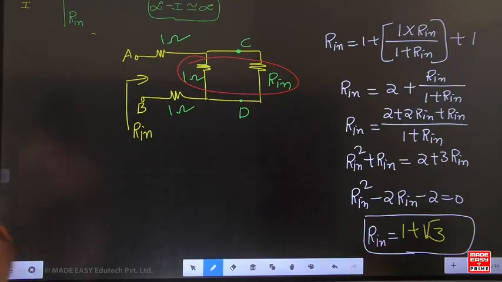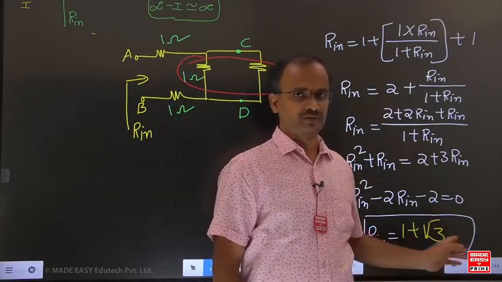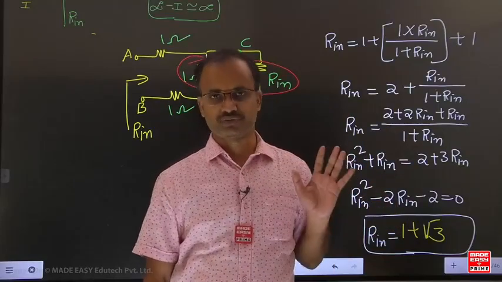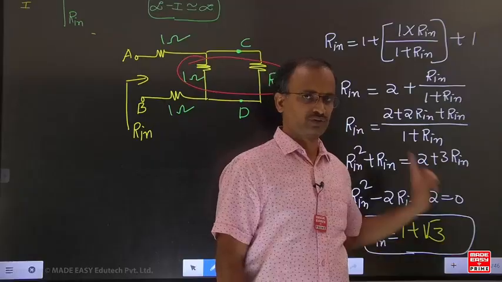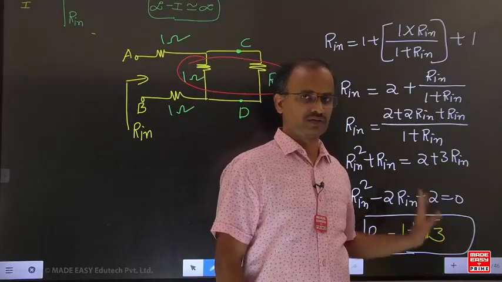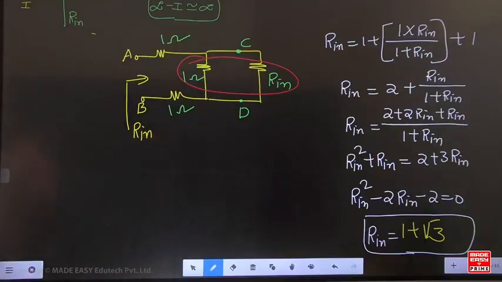And one more thing, some students are asking a doubt: 1 plus or minus root 3. But here we have to consider only plus. Why? Always equivalent resistance should be considered as positive. Consider only the positive sign, don't consider the negative sign. Okay, Bhavana and Vikas Kumar. Very good. I hope all of you got the answers.